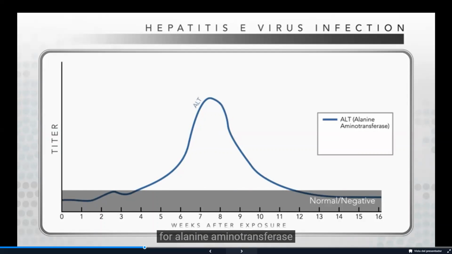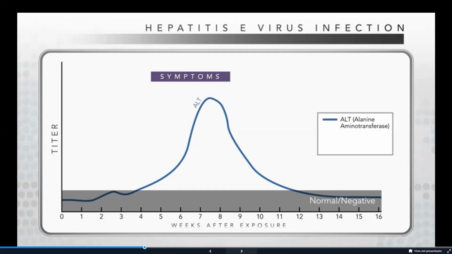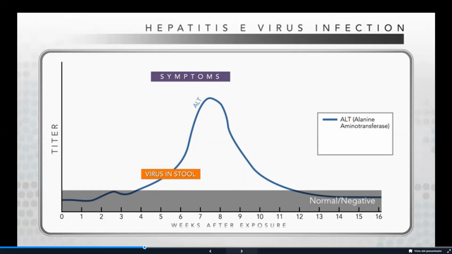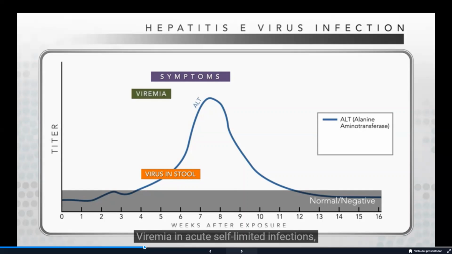Liver enzyme elevation, as shown in blue and labeled ALT for alanine aminotransferase, usually occurs 4 to 5 weeks after exposure to HEV and persists for 3 to 13 weeks. Symptoms noted by the purple bar occur when liver enzymes are elevated. Virus excretion in stool, illustrated by the orange bar, is variable, but usually lasts from about 1 week before symptoms appear until about 1 week after they have surfaced. However, this time frame can be longer in some people.